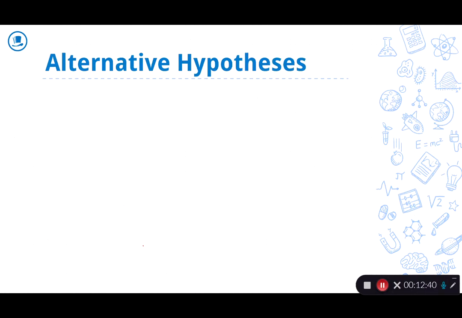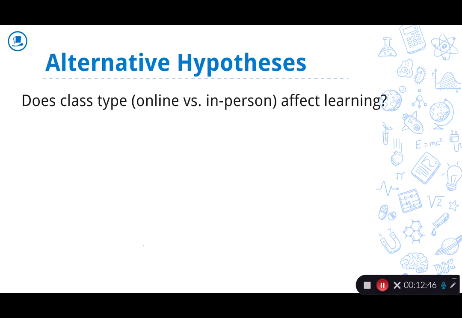The alternative hypotheses for these tests are kind of the same signs that we're used to. We could have two-tailed, we could have one-tailed. So let's consider a two-tailed option. Does class type affect learning? Affect is a vague word. Affect means it could be better, it could be worse. Affect just means there's a difference. One of these might be higher than the other.